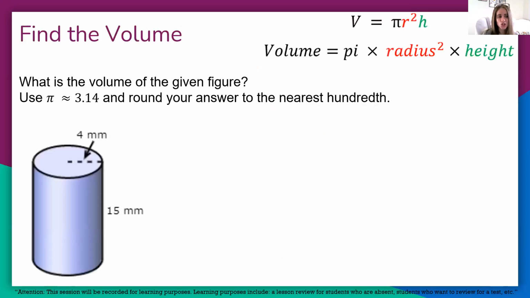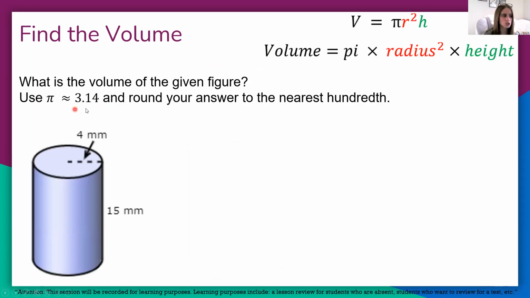Let's go ahead and start our practice with finding the volume. If you look in the upper right here, we have our formula. So if you haven't taken a chance yet to add that to your list, make sure you do so and label it with volume of a cylinder. This is our formula. What is the volume of this given figure?